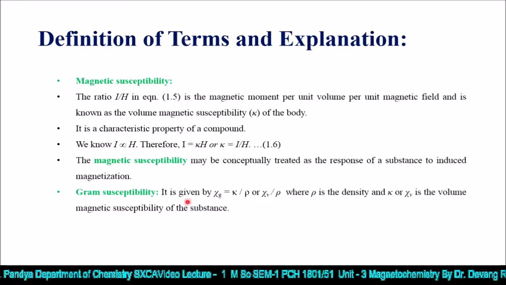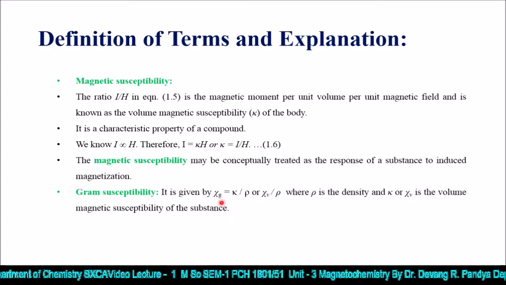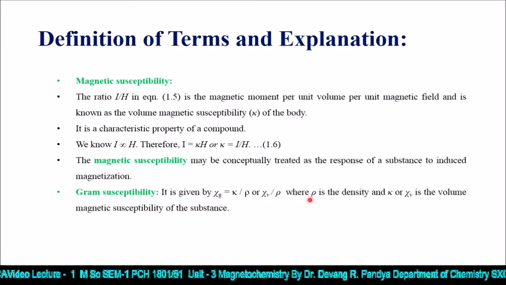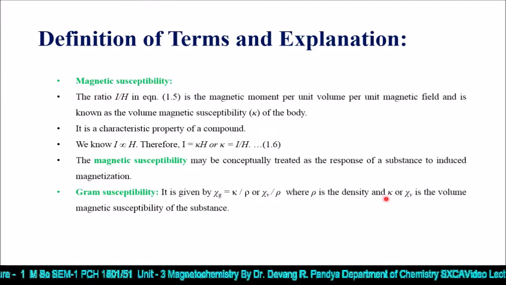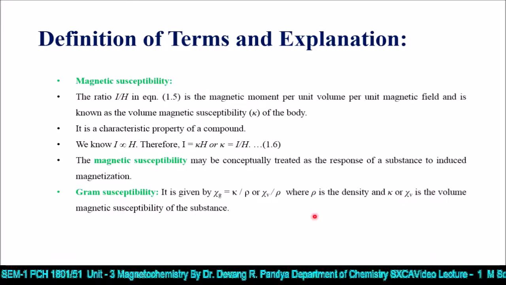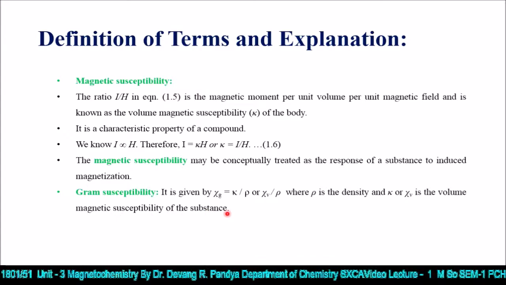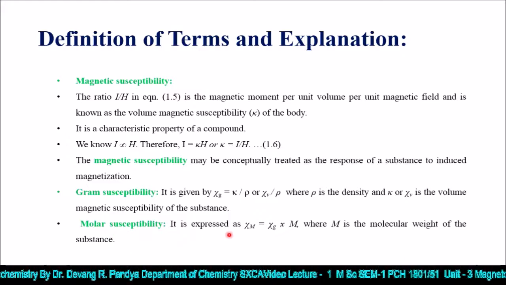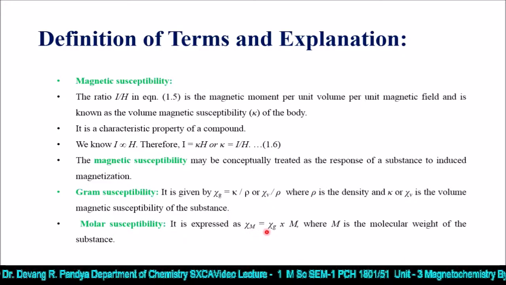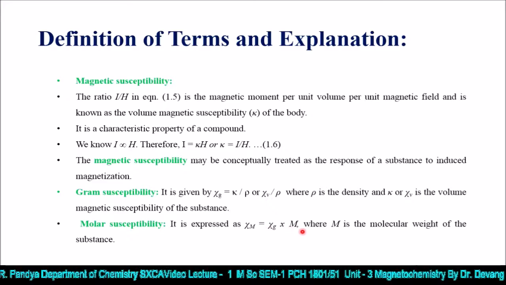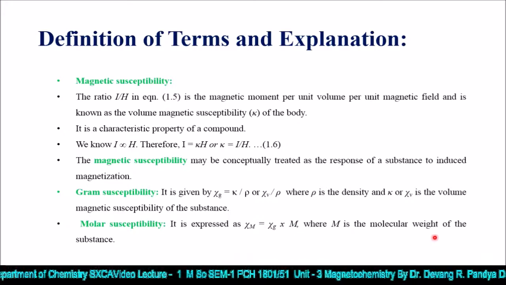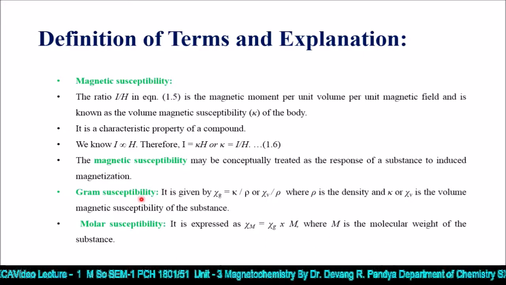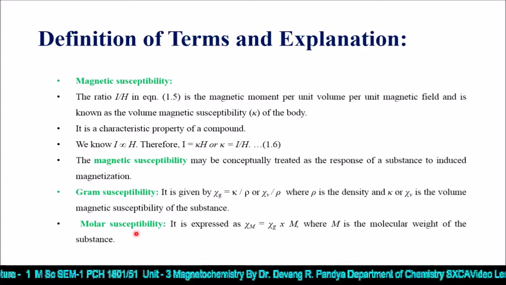Gram susceptibility is given by chi g is equal to kappa by rho, or chi v by rho, where rho is the density and kappa or chi v is the volume magnetic susceptibility of the substance. Molar susceptibility is expressed as chi m is equal to chi g into M, where M is the molar weight of the substance. So when molar weight is multiplied with the gram susceptibility, it turns into molar susceptibility.